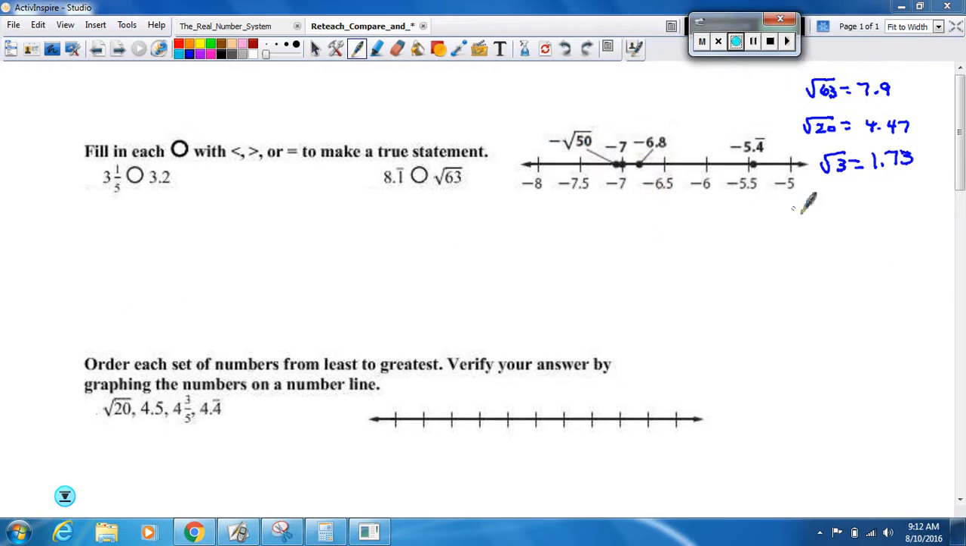In order to compare and order real numbers, the first example is fill in each circle with greater than, less than, or equal to make a true statement. Well, equal means that it's the same thing. You want to think of a number line, and they have one here drawn out for you.